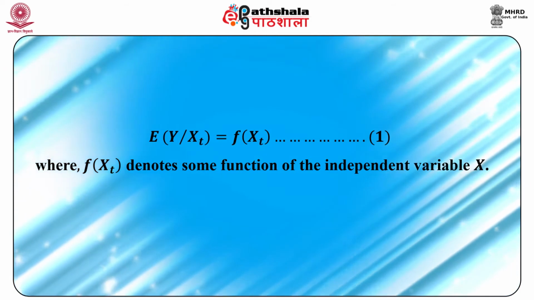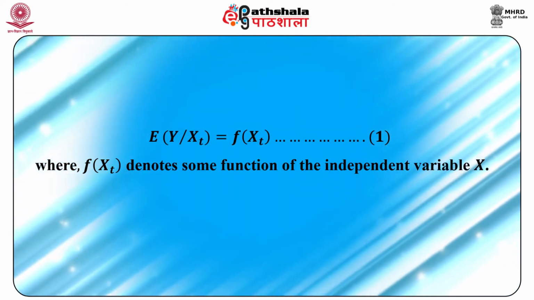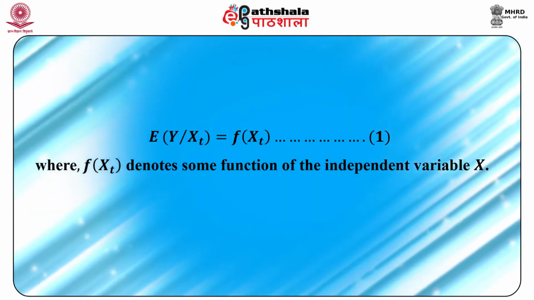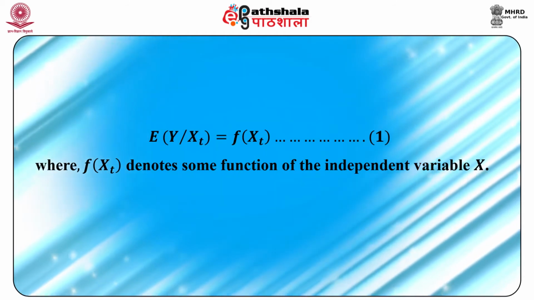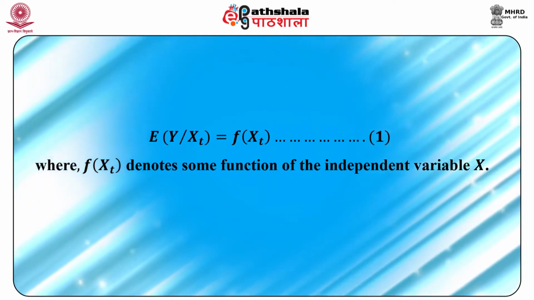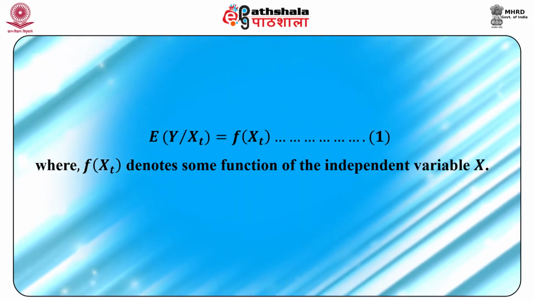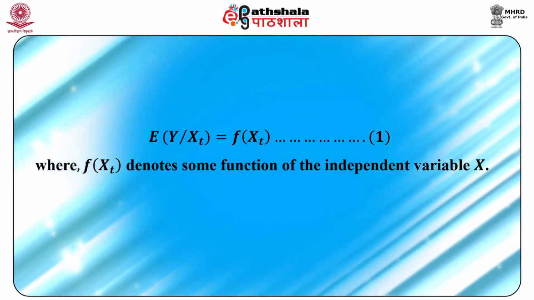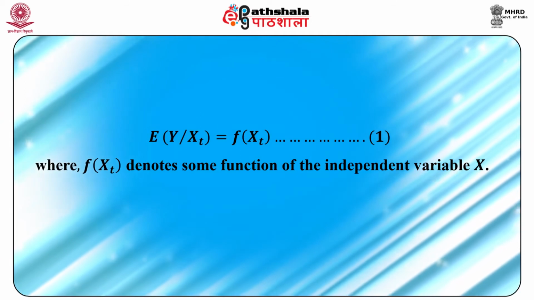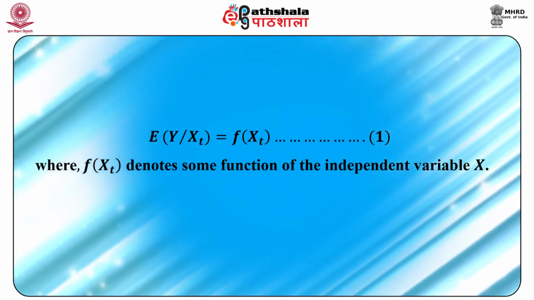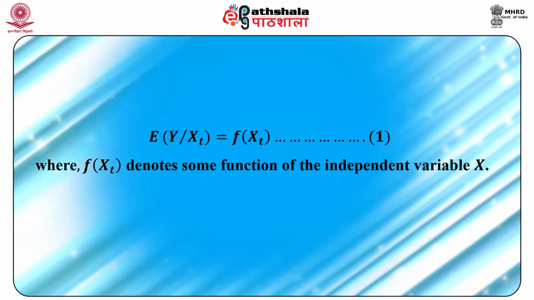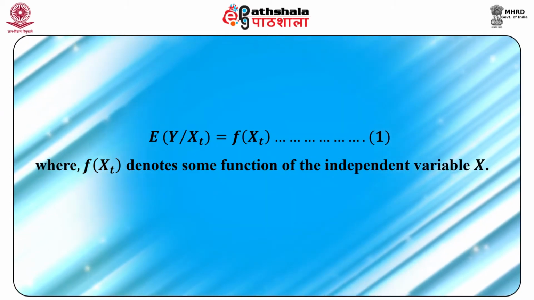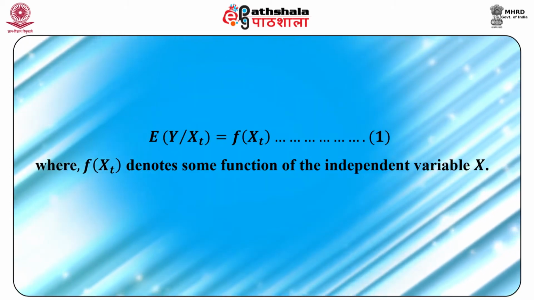In this equation 1, the function f(xt) denotes some function of the independent variable x, which means we are only saying that the expected value depends upon some function of x. But what is that function? That exact functional form we can write down depending upon our assumptions, what kind of model we want, and what this functional relationship is exactly. This equation 1 is also known as a conditional expectation function, abbreviated CEF, or also known as the population regression function.